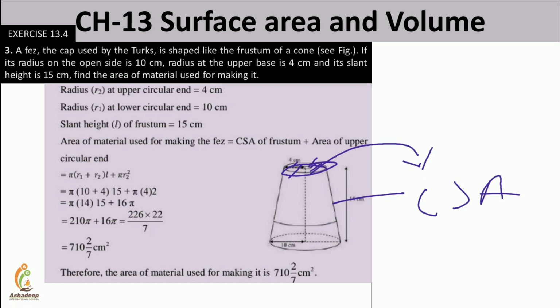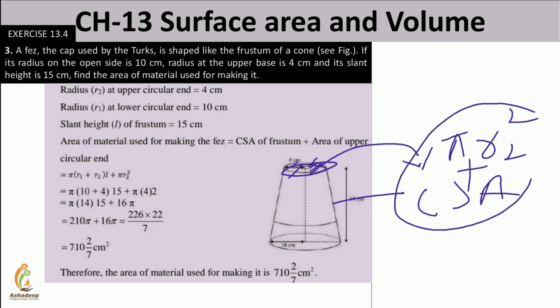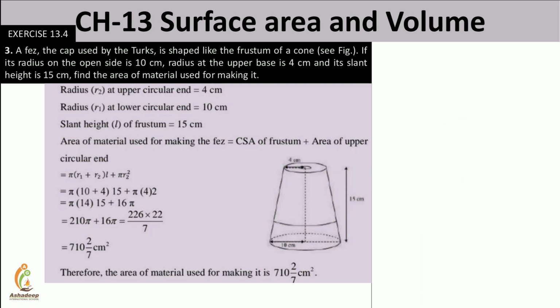So what is that? That is nothing but pi r2 square. So we need to add both of these. The material used for making it is the curved surface area plus the area of the upper end. The formula is written here. You put the values, and you will get this answer.